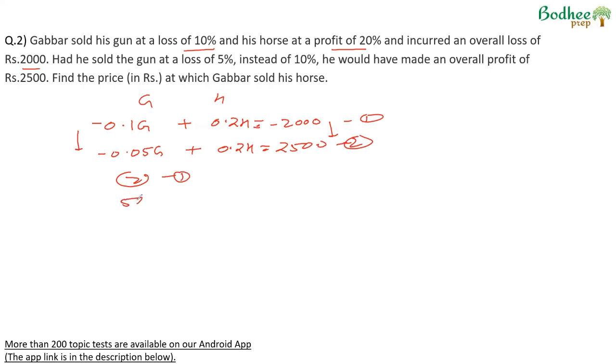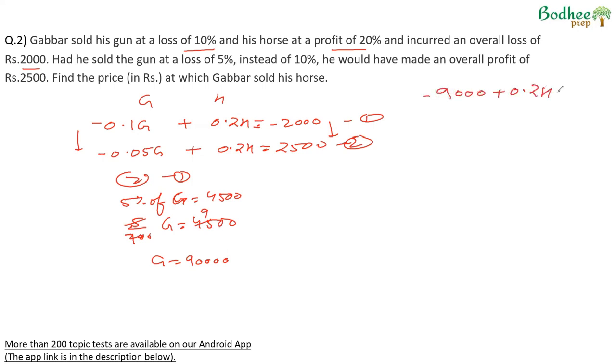So we can simply say that 5% of G is equal to 4500, which means 5 by 100 G is equal to 4500. 5 nines are 45, so G is equal to 90,000. Putting this value in the first equation, 10% G or loss of 10% on 90,000 is 9,000 plus 0.2 H will be a loss of 2,000. Loss of 9,000 plus something is loss of 2,000, so that something should be equal to a profit of 7,000.